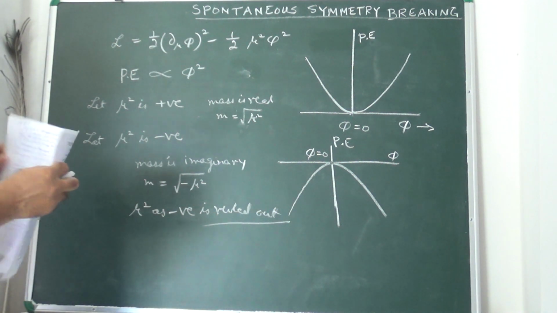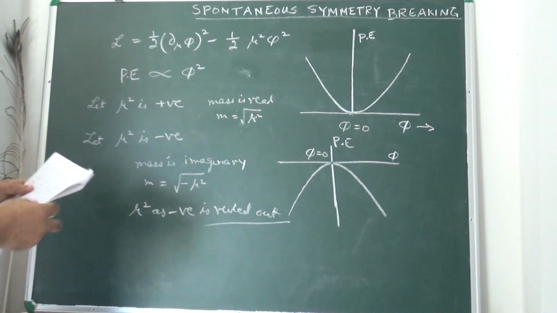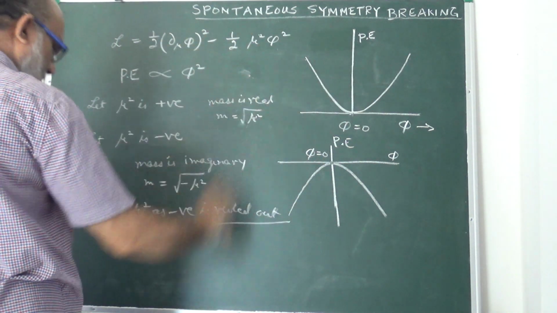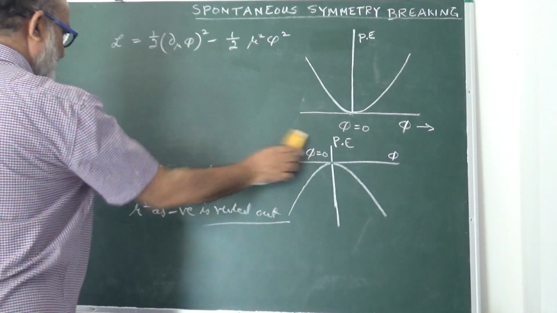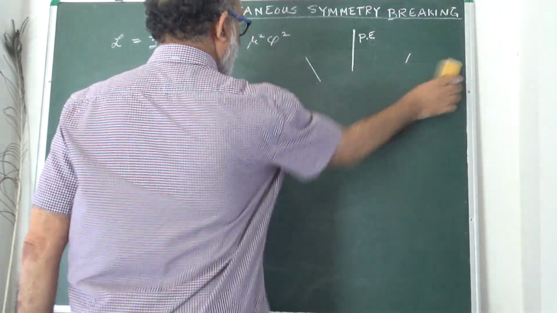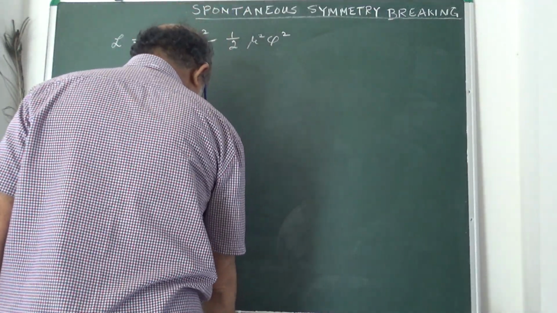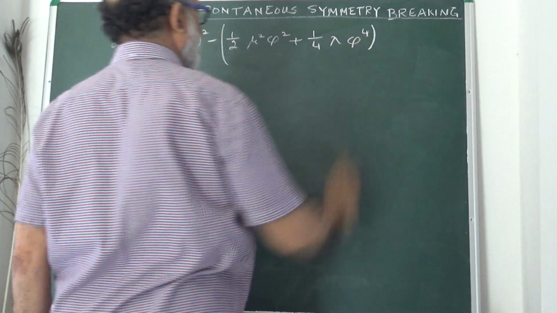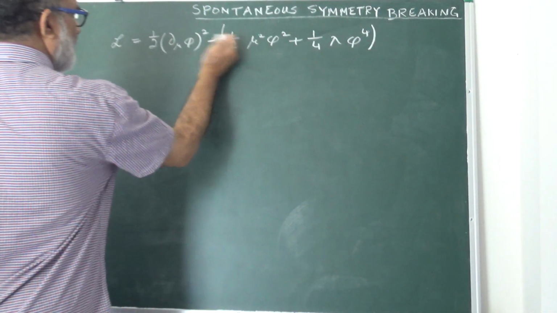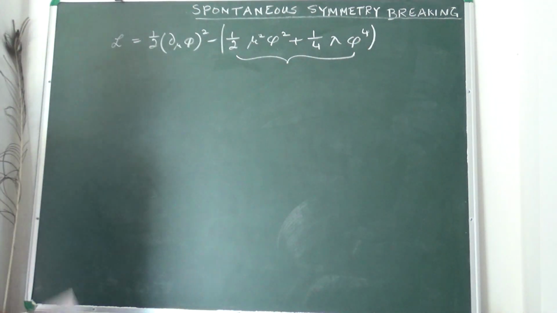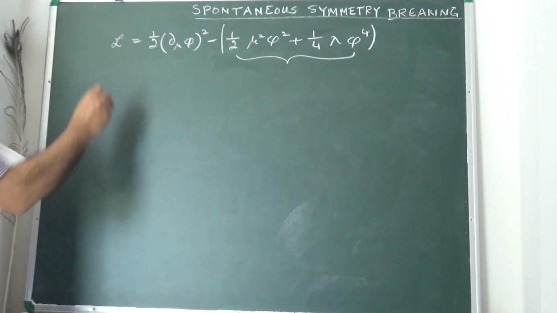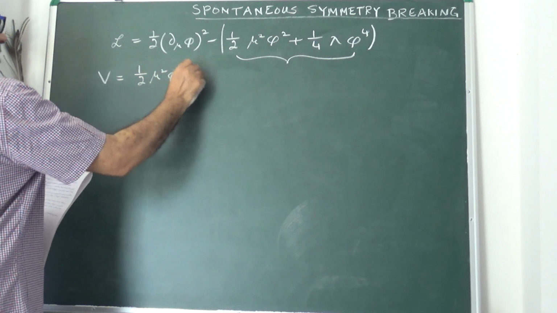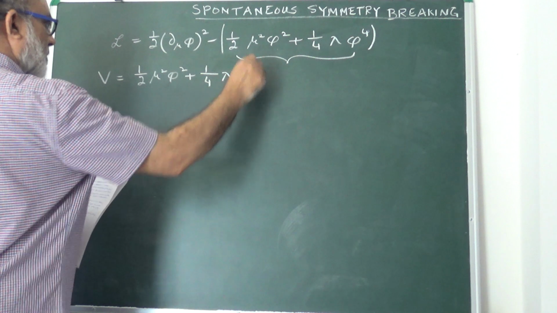Now consider the interaction part also. Here we have not taken the interaction part. Now consider the interaction part also in the diagram. The interaction part consists of 1 by 4 lambda phi to the power 4. So this is our potential energy now. If you consider the interaction part, the potential energy is given by half mu square phi square plus 1 by 4 lambda phi to the power 4.